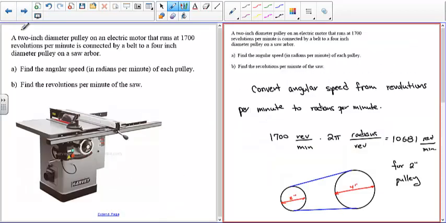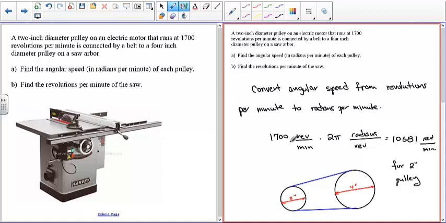Okay, so here we have a 2-inch diameter pulley on an electric motor that runs at 1700 revolutions per minute. It is connected by a belt to a 4-inch diameter pulley on a saw arbor. Find the angular speed in radians per minute of each pulley. Find the revolutions per minute of the saw. Okay, so what do we do here? Well, we need to convert the angular speed from revolutions per minute to radians per minute, because that's what they're asking for here, angular speed in radians per minute.